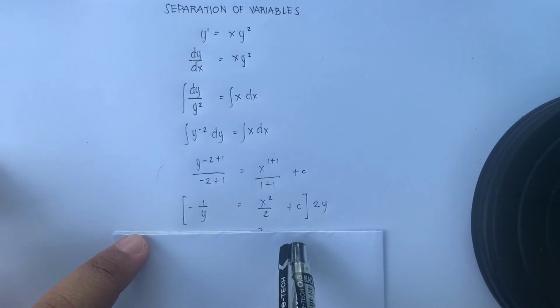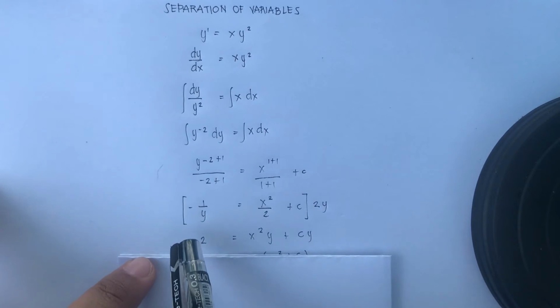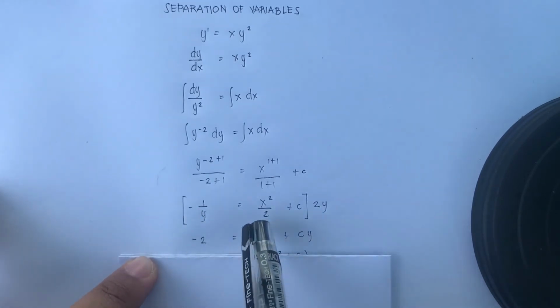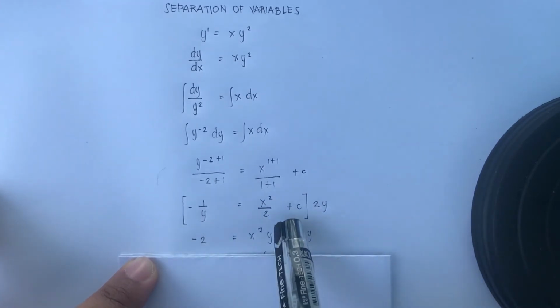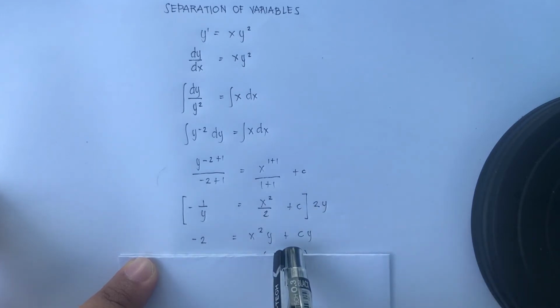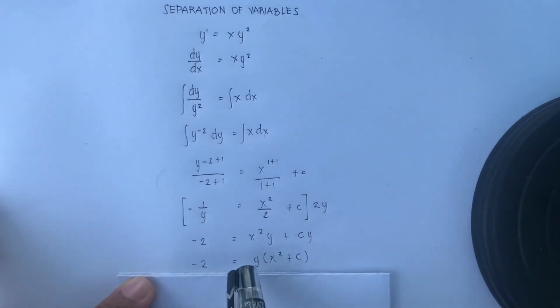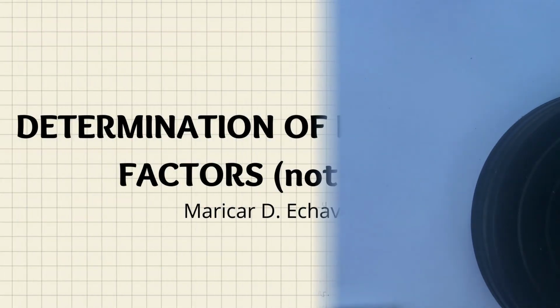Then, para maalis yung fraction, ita-times natin siya sa 2y. So negative 1 over y times 2y equals negative 2, equals x squared over 2 times 2y equals x squared y. Then c times 2y equals cy. Then kapag finactor out natin yung y dito, magiging negative 2 equals y times (x squared plus c). Then kapag equate naman natin siya sa 0, magiging y times (x squared plus c) plus 2 equals 0. And yun yung answer.